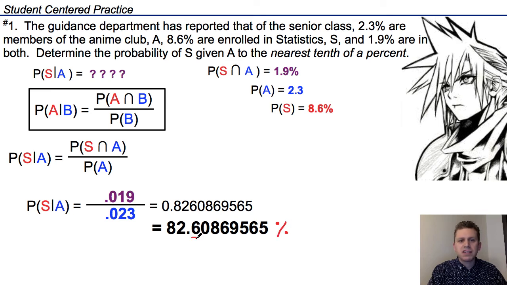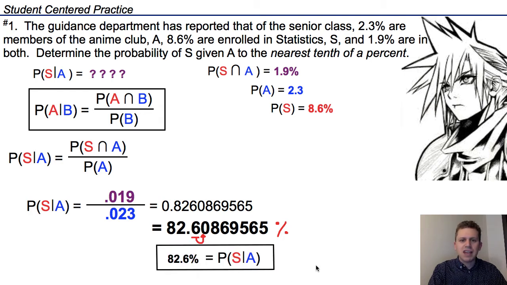So here this 6 is the tenth digit. I look at the 0 to see if I should round the 6 up to a 7 or keep it the same. In this case, the 0 indicates to keep it the same. So the answer is 82.6% is the probability that a student would be in statistics given they're in the anime club. Very cool. Let's jump into another example.